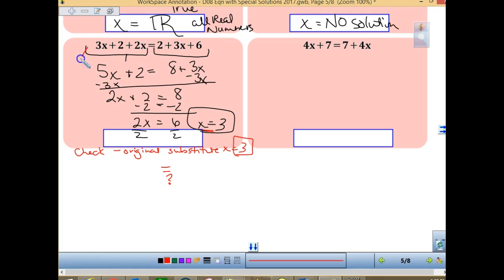So start me on this side of my equation. Any place where there's an x, you're going to put in a 3. Tell me what to write down. Because you're going to write this on your paper also. 3 times 3 plus 2 plus 2 times 3. Okay, we're going to stop at that point, right?